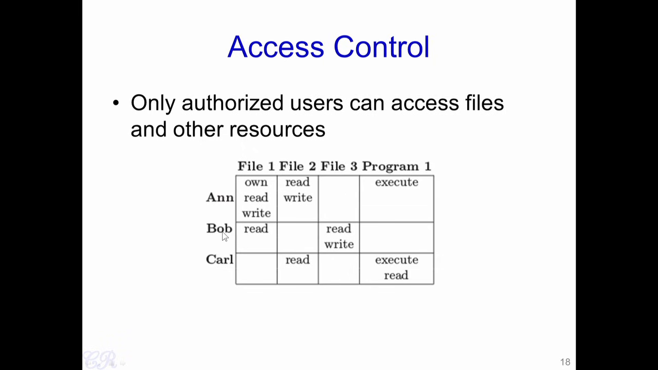In a similar way, Bob, another user of the system, can only read file 1, he cannot write to file 1, but he can read as well as write to file 3. And based on the permissions set in the operating system, Bob does not have access to program 1, that is, he cannot execute program 1. Similarly, the third user Carl cannot have either read or write access to file 1 and file 3 and can have access only to file 2. However, Carl can execute program 1 as well as read program 1.